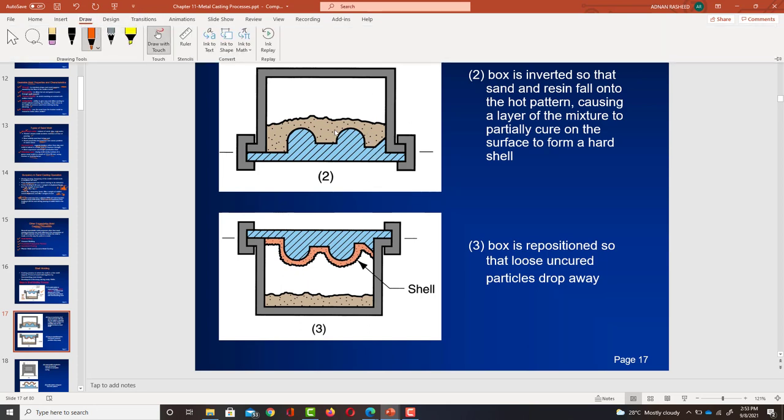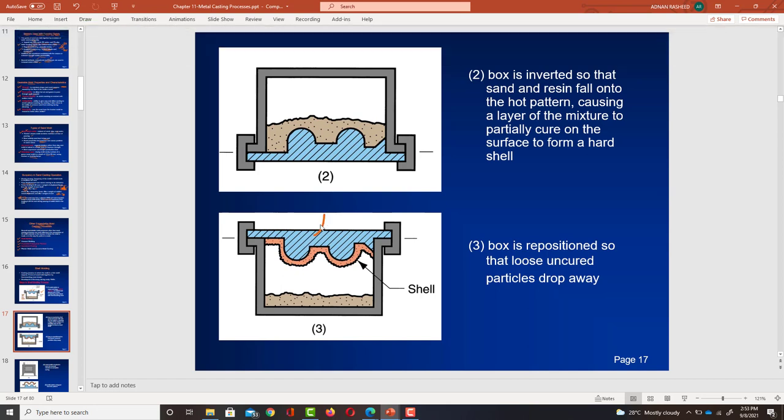So this sand will stick to the surface, and when you invert again in the third step, some of the sand will stick with this pattern and it will remain stuck. So now you can remove the pattern from this portion. When you remove the pattern, we will have a mold cavity like this.